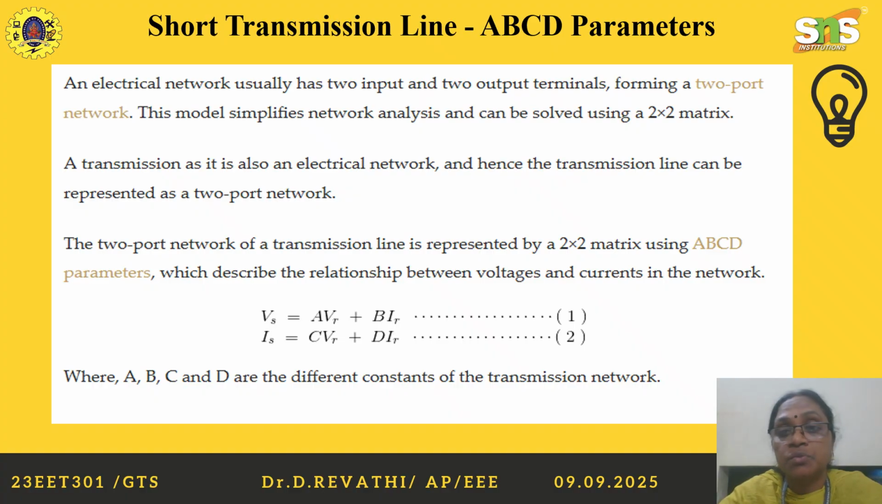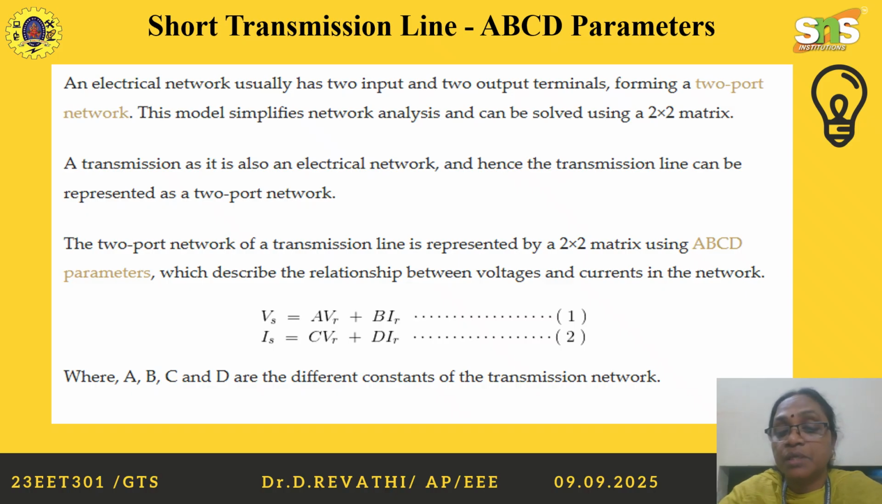The ABCD parameter is an easy way to analyze or describe a two-port network. Why are we using a two-port network? Because a two-port network analyzes the input current and voltage and the output current and voltage. Normally an electrical network has two inputs and two outputs. Based on this, we can analyze the two-port network, so we can use a 2 by 2 matrix also. Based on this, we are replacing the parameters with ABCD in the voltage and the current.